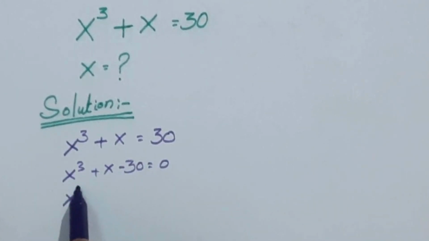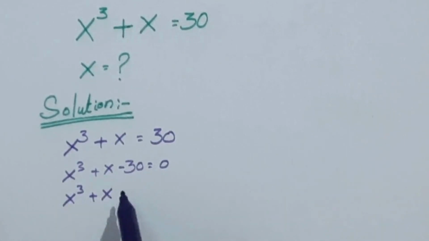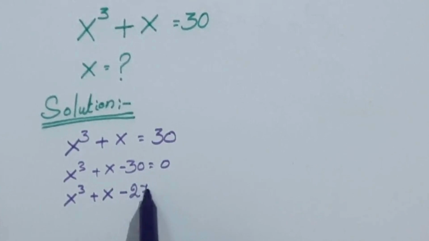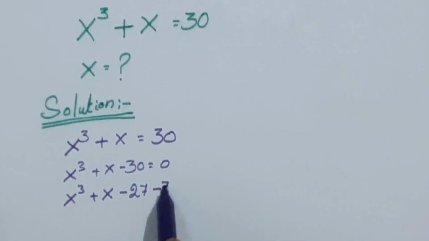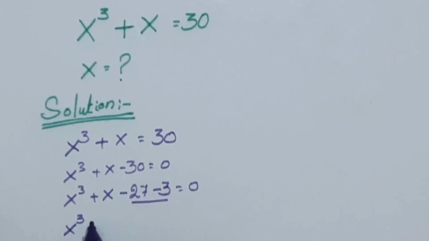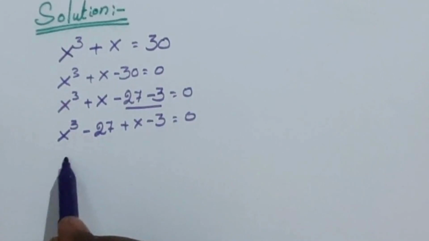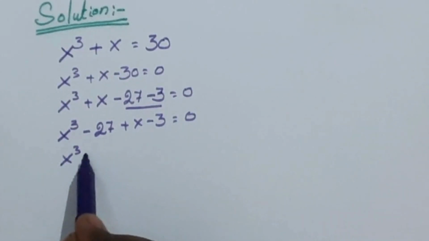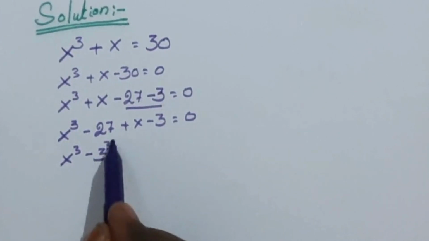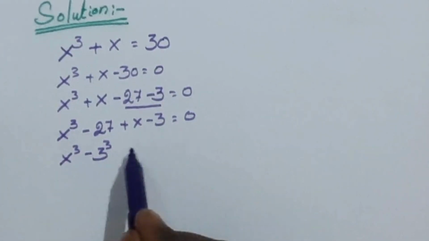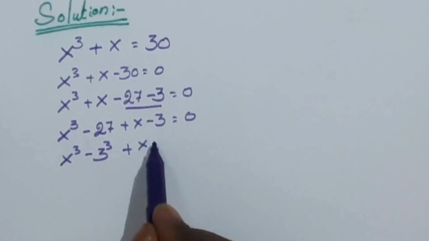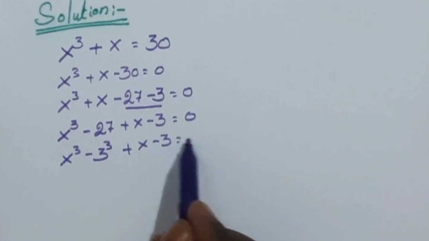Now x^3 + x - 27 - 3. This 30 can be split like this, equal to 0. x^3 - 27 + x - 3 = 0. Now x^3 - 27 can be written as 3^3, plus x - 3 = 0.